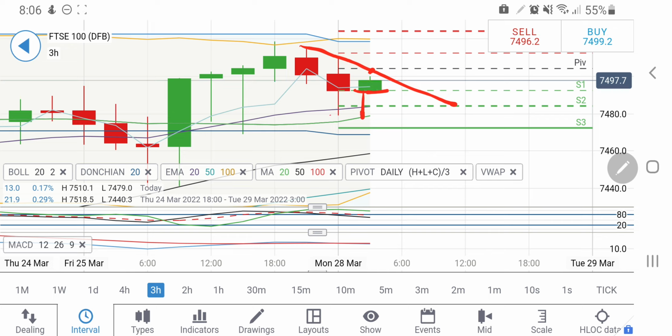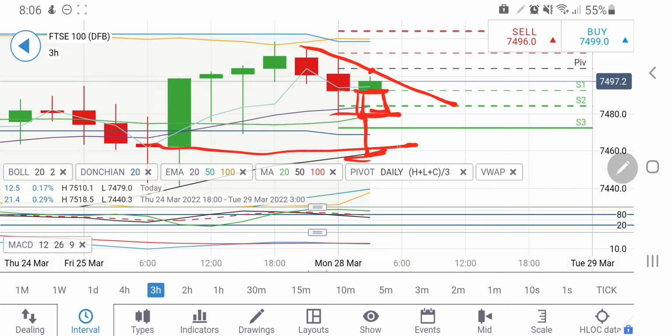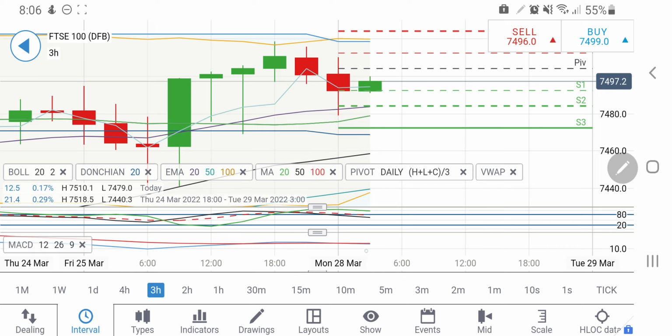Below 7500, yes, one can expect 7480 again. Below 7490, one can expect 7480 again, and below that one can expect a sharper drop towards 7460, 7440. The level at 7440 is going to be important for FTSE 100. Take your positions accordingly. One can remain short below 7480 and one can remain long above 7520 levels.